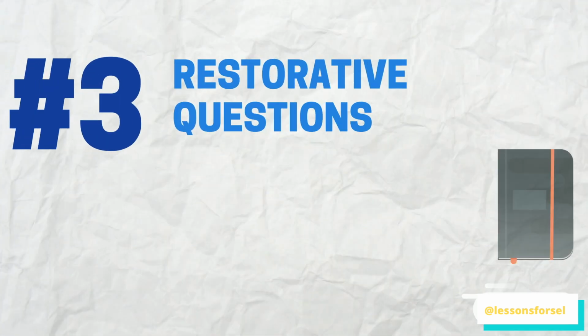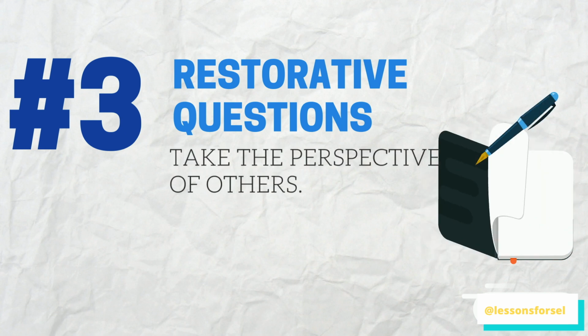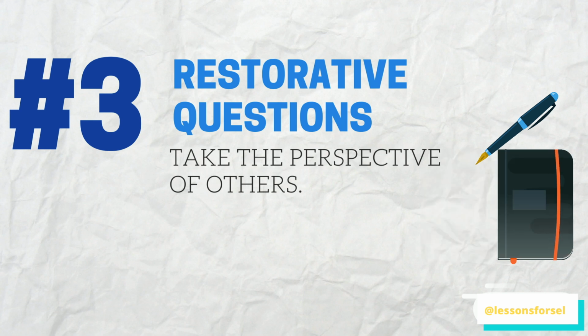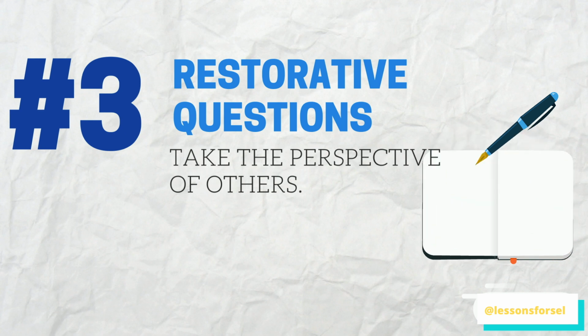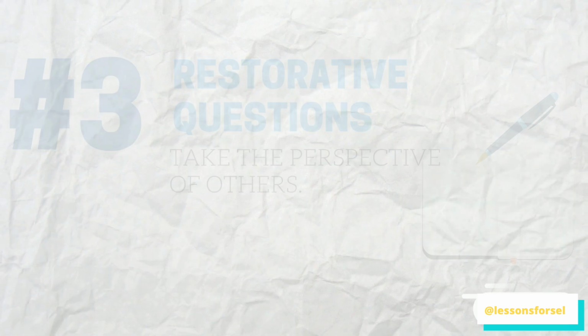Step number 3, use restorative questions. It's important that you're able to take the perspective of others. Each person should explain the situation from their perspective. Try to see the situation from the point of view of the other person. Remember, people may often feel very differently about the same situation.